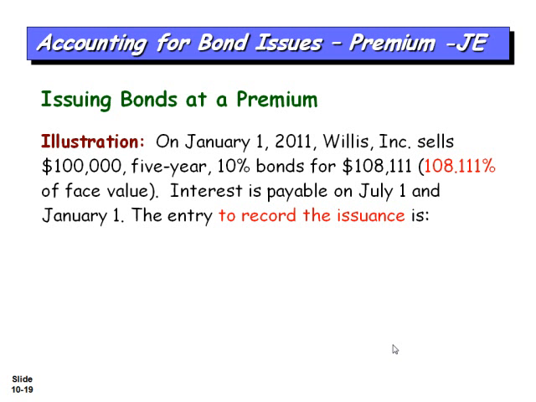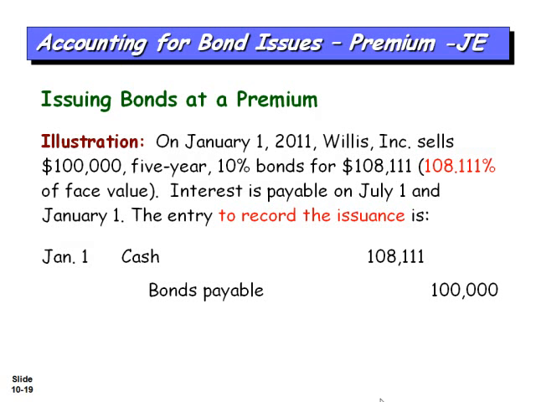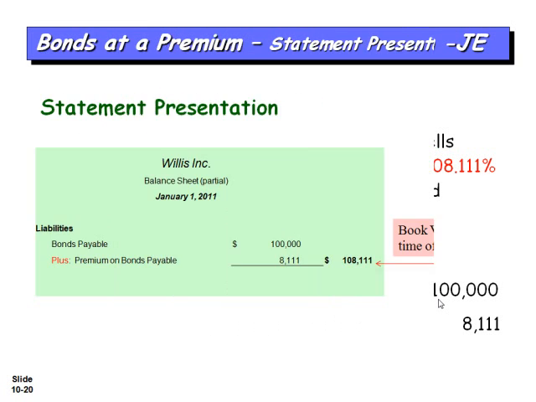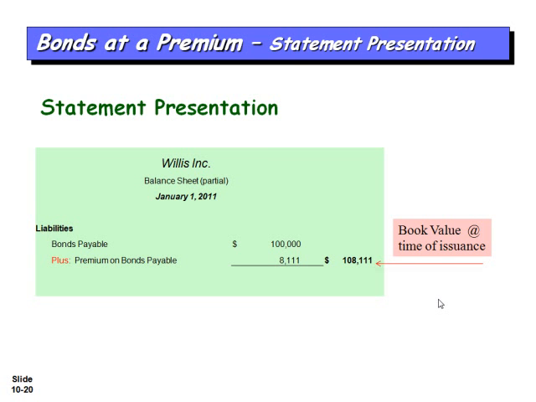So let's take an example. Willis sells 100,000 5-year 10% bonds for $108,111, more than face value. Cash comes in higher. We still only owe the bondholder $100,000 at maturity, but we have a premium on bonds payable. That's a balance sheet account. However, it does reduce your interest costs. And that's how it looks on the balance sheet.